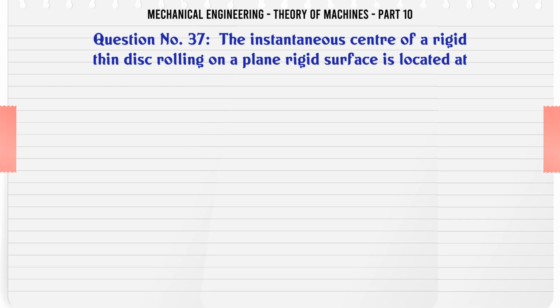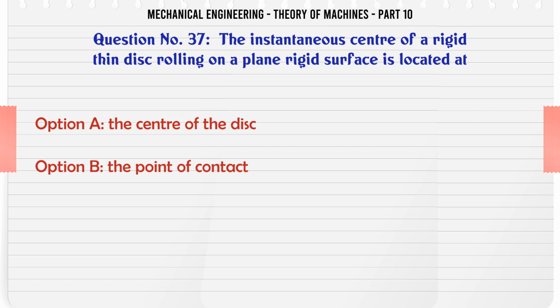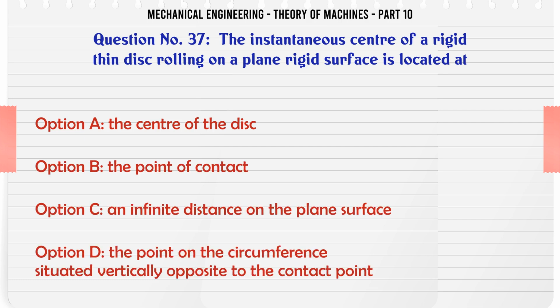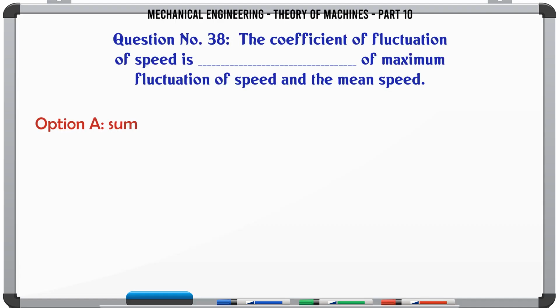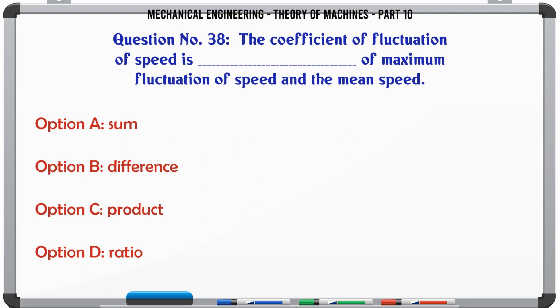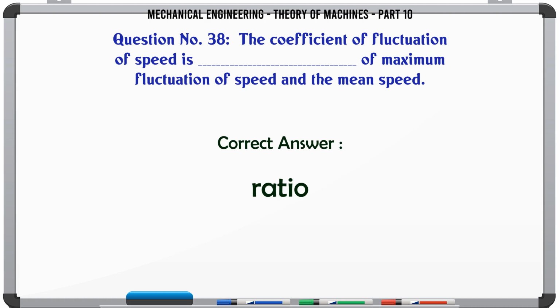The instantaneous center of a rigid thin disk rolling on a plane rigid surface is located at: A. The center of the disk. B. The point of contact. C. An infinite distance on the plane surface. D. The point on the circumference situated vertically opposite to the contact point. The correct answer is the point of contact. The coefficient of fluctuation of speed is ___ of maximum fluctuation of speed and the mean speed. A. Sum. B. Difference. C. Product. D. Ratio. The correct answer is ratio.